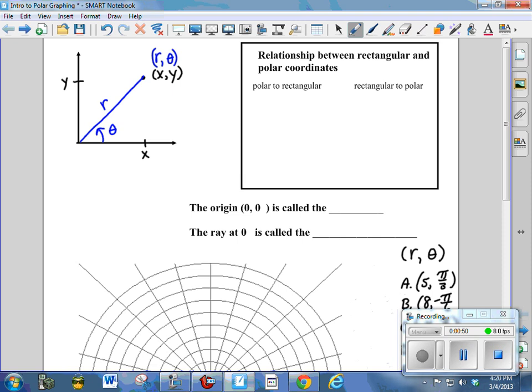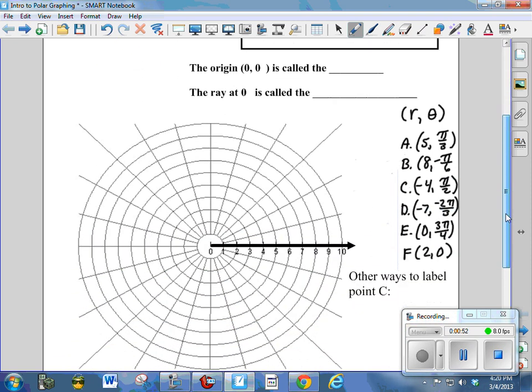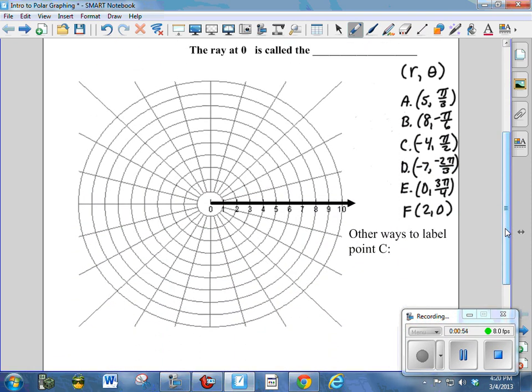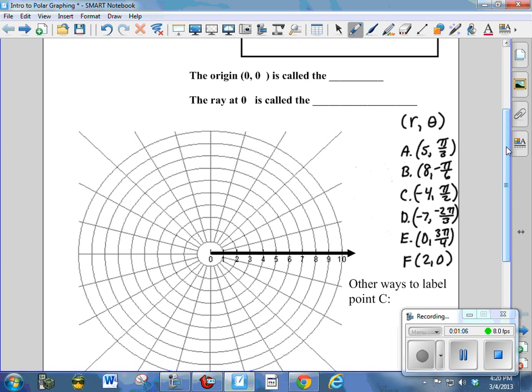So if we look down at this graph below, you'll notice that we don't have a graph that goes in the x and y direction now. We have a bunch of concentric circles, which we'll use to find the radius, and then we have a bunch of rays, which we'll use to find the angle. I wanted to define a couple of terms. The origin, 0, 0, can now be called the pole. The ray at 0, that's this dark bolded line here that's labeled 1 through 10, is called the polar axis.